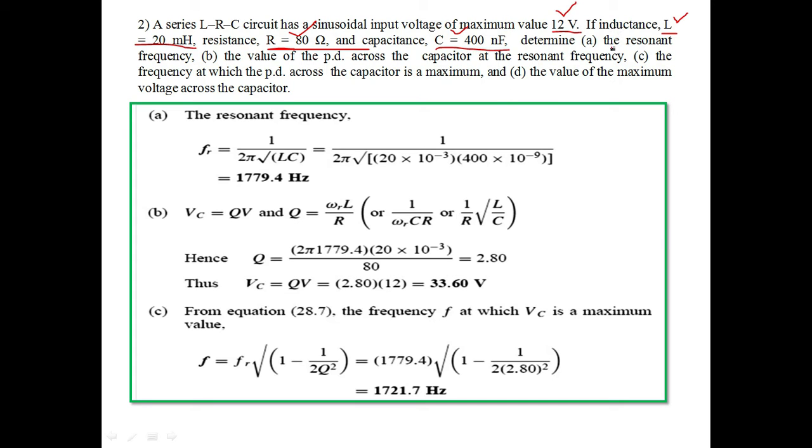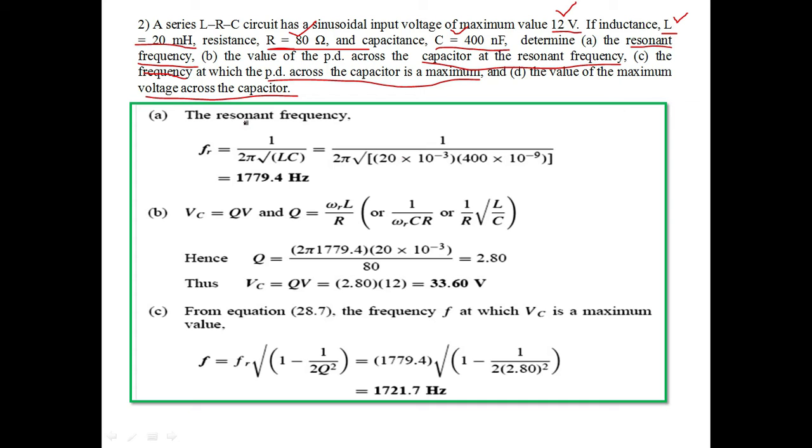You have to find out the resonant frequency first. Second, find the potential difference across the capacitor at the resonance frequency. Third, find the frequency at which the potential difference across the capacitor is maximum, meaning the operating frequency. And next is the value of the maximum voltage across the capacitor. That parameter is asked here.